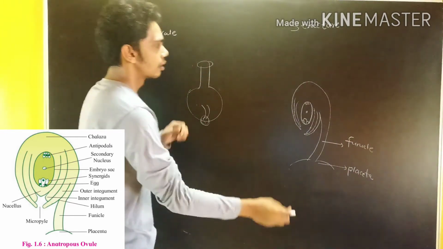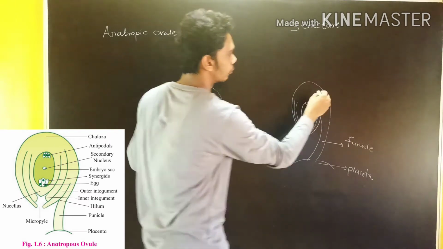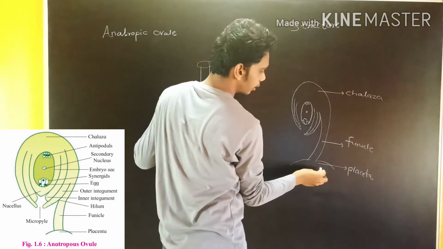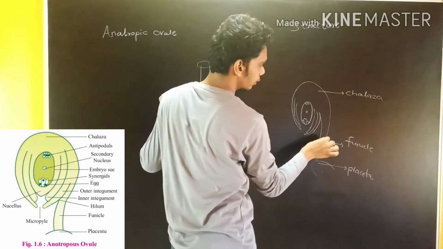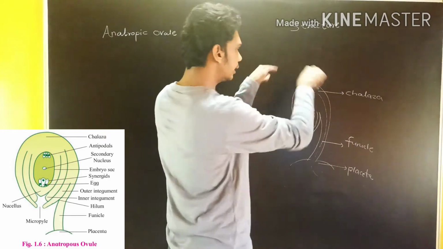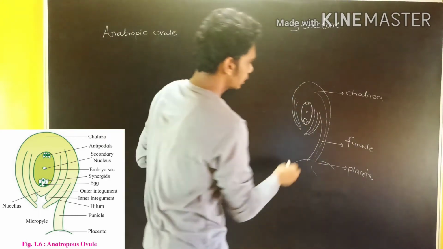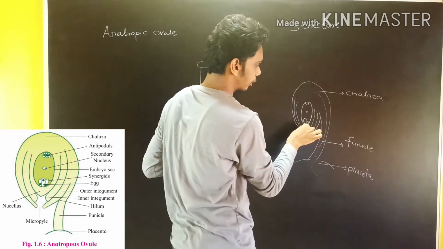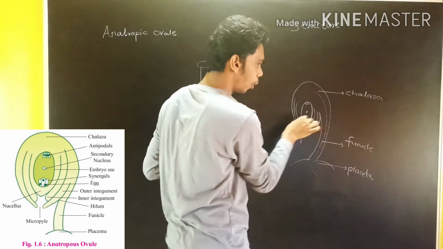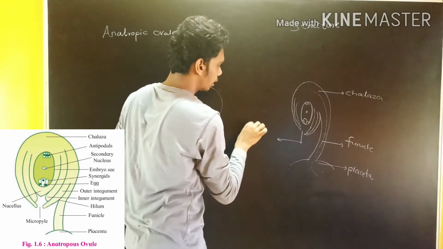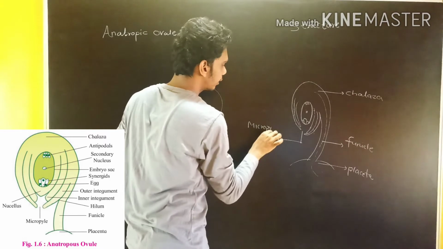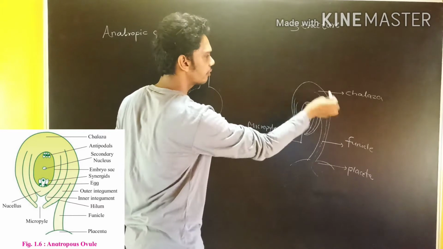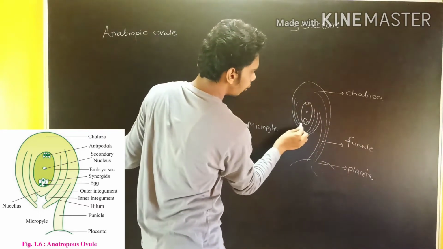Next, this part of the anatropous ovule is called the chalaza. So what exactly is chalaza? From the placenta, nutrition travels through the funicle and comes to the chalaza, and from the chalaza it gets distributed. That's why it's called chalaza. Opposite to this, there is one pore that is called the micropyle. There is always an arrangement in the opposite direction: where you find the micropyle, you always find the chalaza opposite, and vice versa.